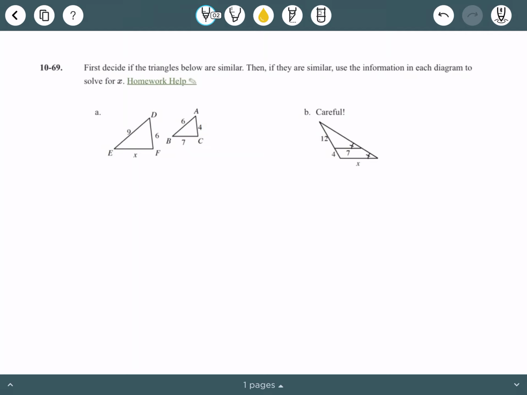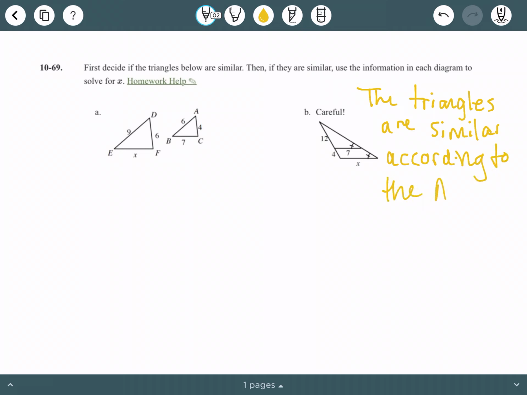So we could say that first. So we'll say the triangles are similar according to the angle-angle, or you could just put AA theorem. All right, so they are similar. Now we need to solve for x.